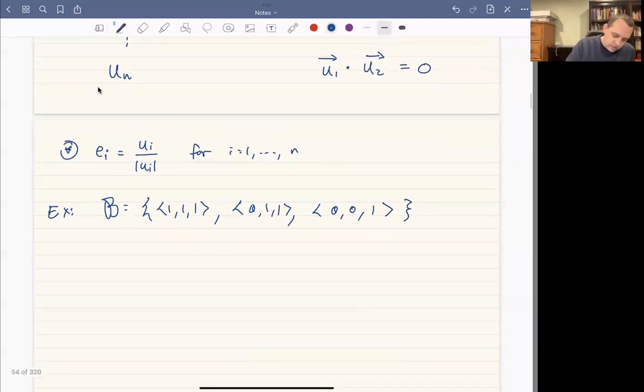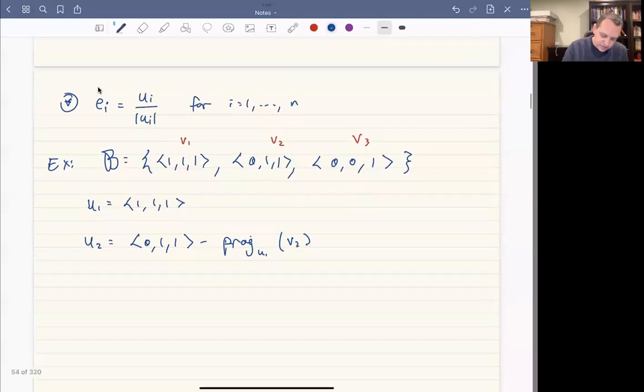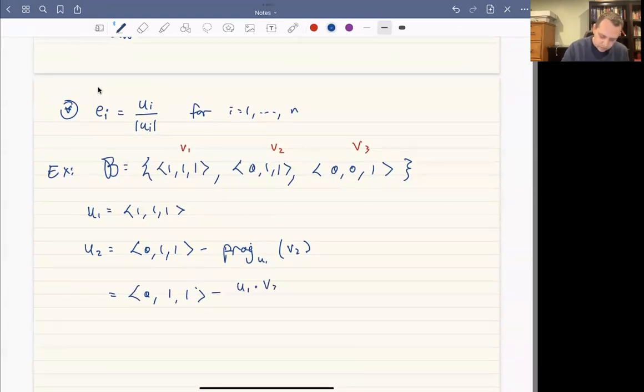So let's go ahead and do this. I'm going to just call these v1, v2, and v3. And so u1 is just going to be v1, so 1, 1, 1. And u2 is going to be v2 minus the projection of v2 onto u1. And so let's remember how that works exactly. The projection of v2 onto u1 is going to be u1 dotted with v2, divided by u1 dotted with u1, times u1. Okay, so that's how that's going to work.